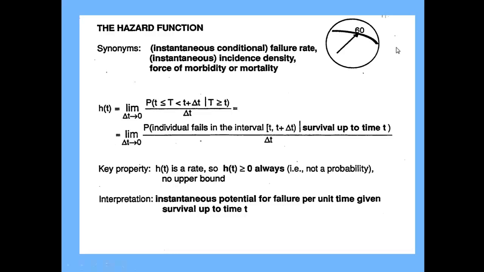Okay, and there it is. There's that speedometer. Okay, so one synonym is instantaneous conditional failure rate. Another one is instantaneous incidence density. Another one is force of morbidity or mortality. It's an instantaneous potential for failing at time t. That's what it is. The key property, it's a rate, so it's got to be at least 0, but there's no upper bound. And as I said, it's the instantaneous potential for failure per unit time given survival up to t.